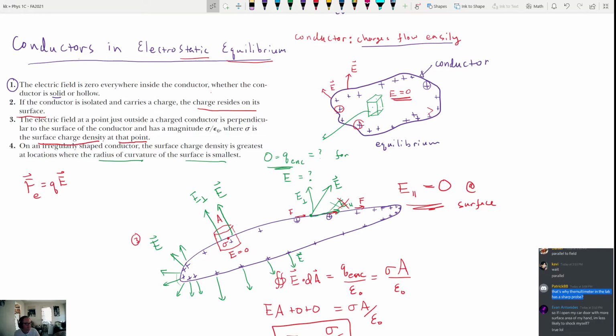All right, so what time is it now? How much time do we have left? 4 o'clock. Good. We have more time.